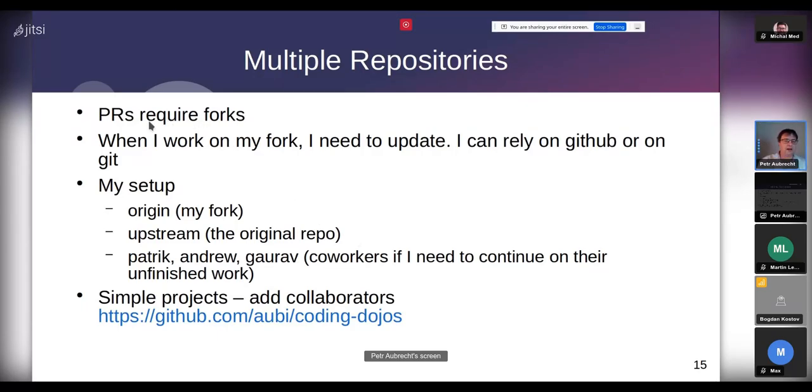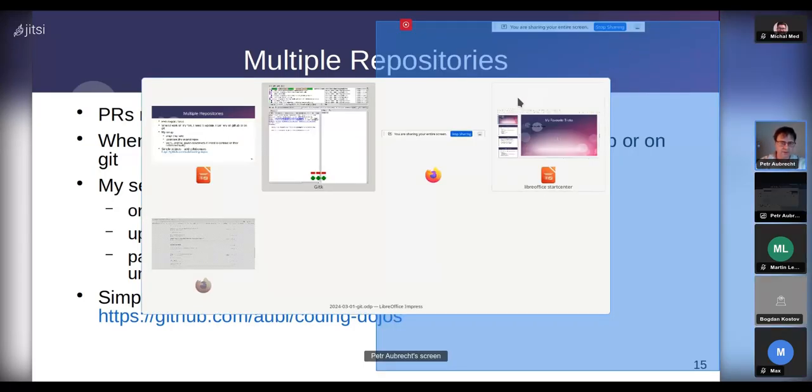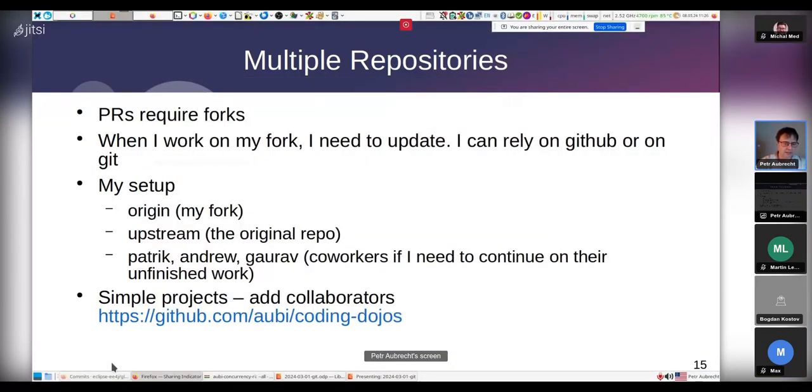The way we work on GitHub is that we have a master repository, and we actually don't have the rights to write into it. Some of us do, but we don't do it anyway. So what we do is always pull requests.